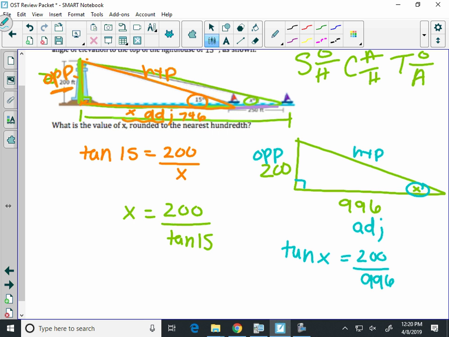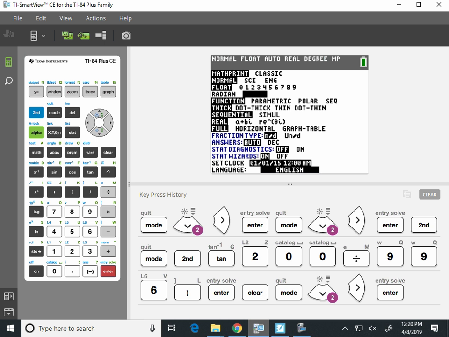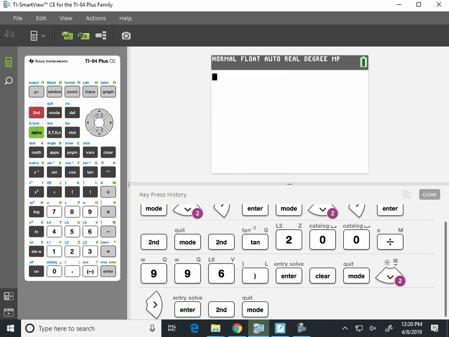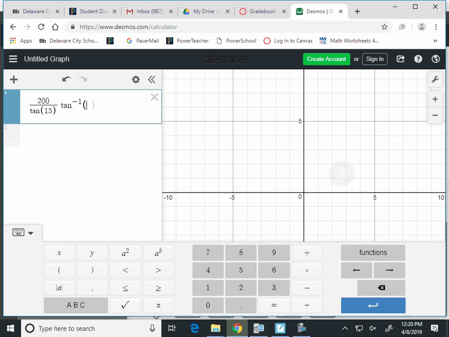When the angle is missing, what do we use? The inverse. So in your graphing calculator, you're going to hit second tangent, and then type in this fraction. If you're using Desmos, go to functions, and just hit the tangent with a -1. And then type in that fraction, 200 divided by 996. Just make sure you delete everything else out there.